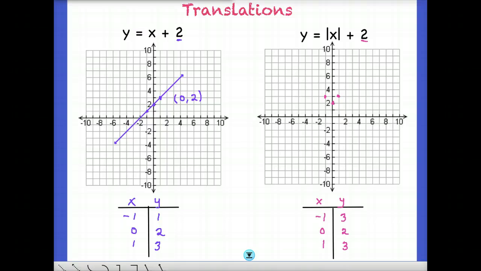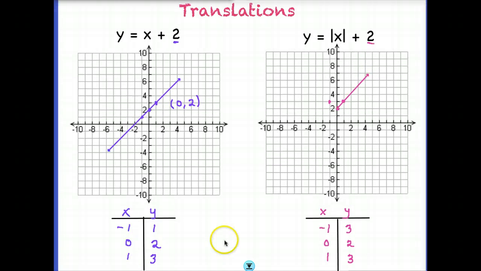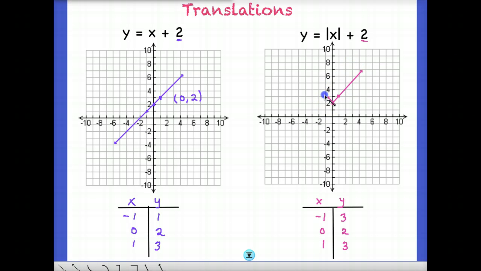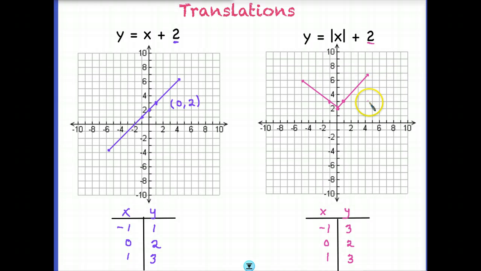Okay, let's draw our line. So again, our vertex is here now. And the other side of our line. So what has happened to our vertex? Think about what has happened and why. Our vertex is no longer down here at the origin, 0, 0. It is now translated or shifted up 2 units. Why did it shift up 2 units?